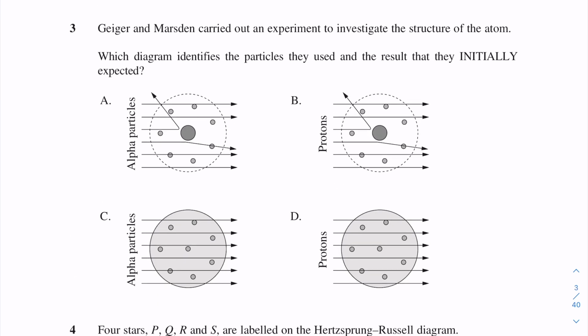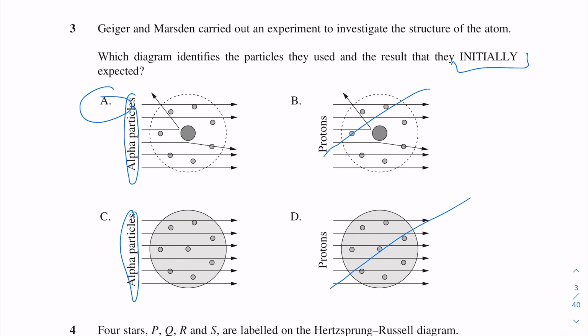All right, question 3. Geiger and Marsden carried out this experiment to investigate the structure of the atom. Which diagram identifies the particles they used and the result they initially expected? Okay, so we've got to be careful here. We know it's alpha particles, so we can get rid of these two. But this is the result that occurred. This is the result they expected. So it is C.